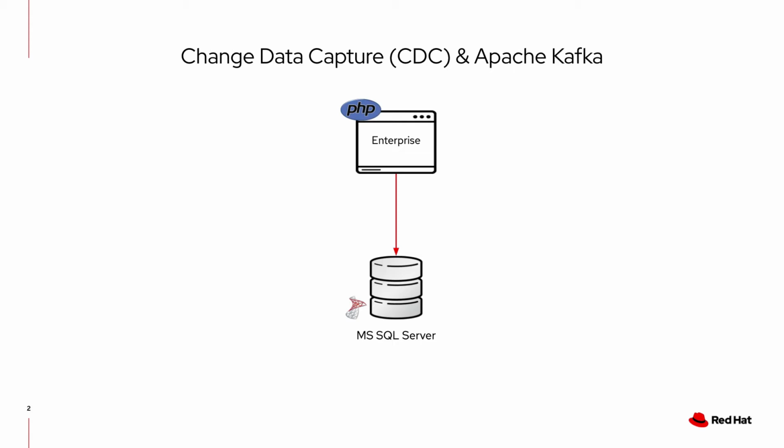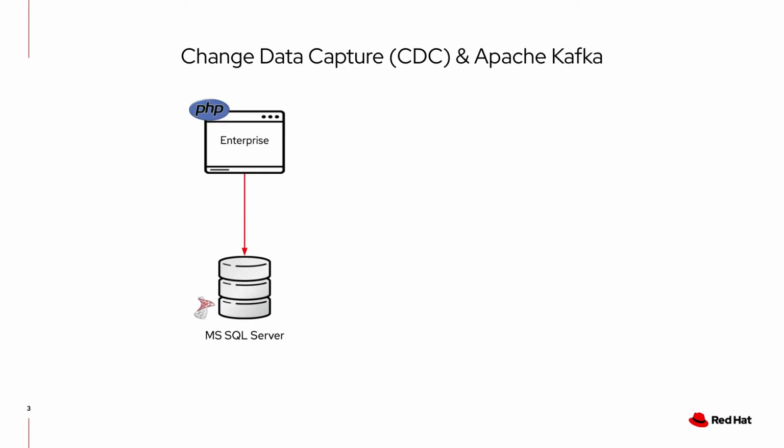Today we're going to talk about change data capture and how to make it work with Apache Kafka using Red Hat AMQ Streams. In this case we have an enterprise application built on PHP that is sending some orders and records into a database. We want to also be able to index the orders that we are saving into our enterprise application so we are able to query those faster using tools like Elasticsearch.